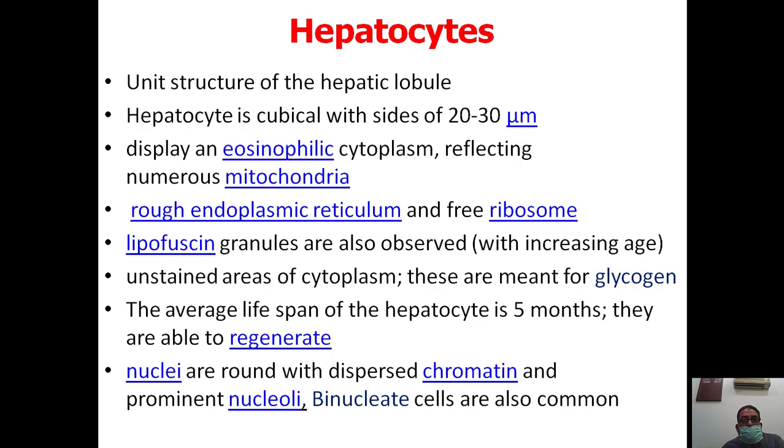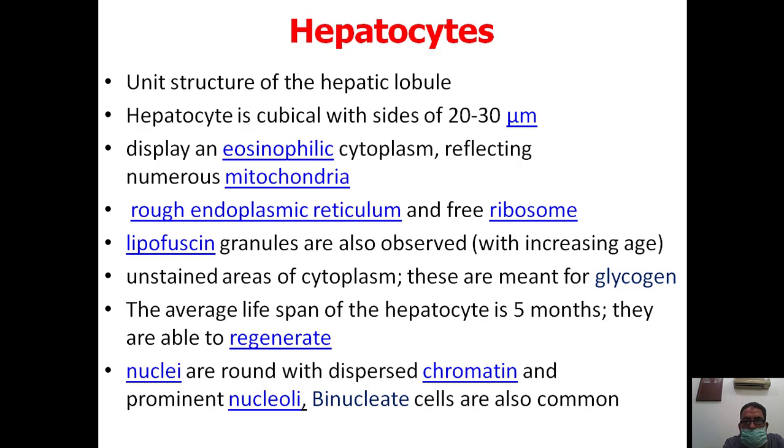Now what is the histology of hepatocytes? This is the structural key unit, the unit structure of the hepatic lobule. 20 to 30 micrometers is its diameter, eosinophilic in staining because mitochondria are numerous. Multiple mitochondria are present because it is a very energetic, very metabolic cell. Rough endoplasmic reticulum and free ribosomes are also present.